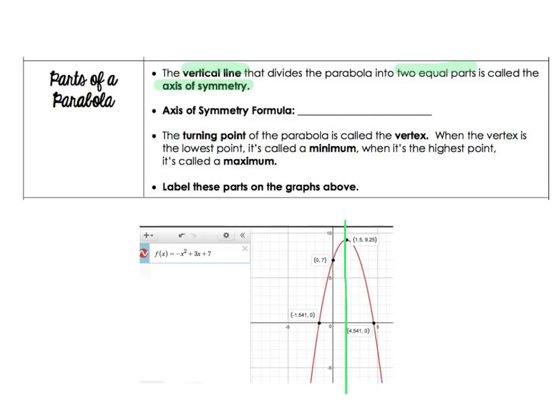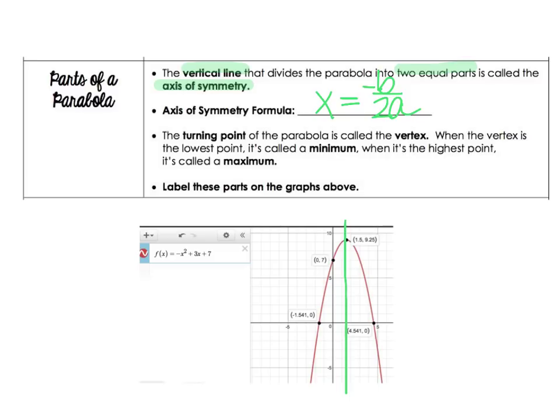And to find the axis of symmetry, we use a formula. The formula to find the axis of symmetry is x equals -b over 2a. And we have to use our standard form. We know what it is: ax squared plus bx plus c. So b is the coefficient in front of x, and a is the coefficient in front of the x squared.